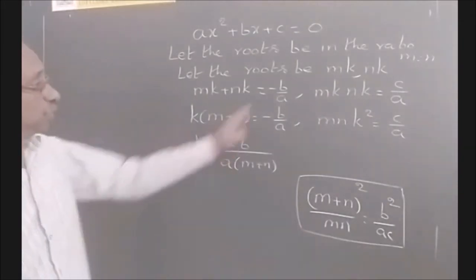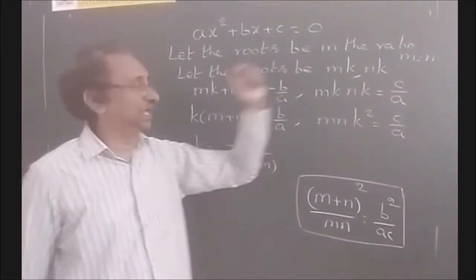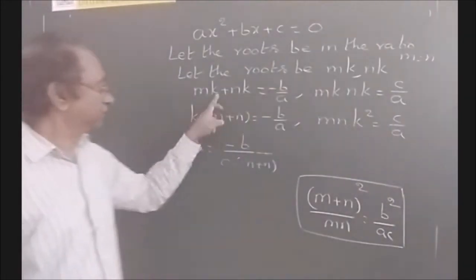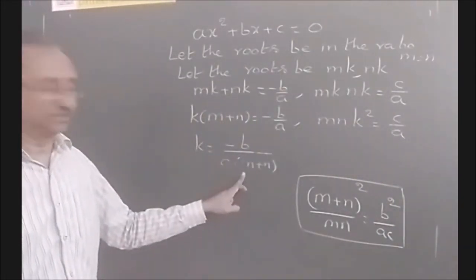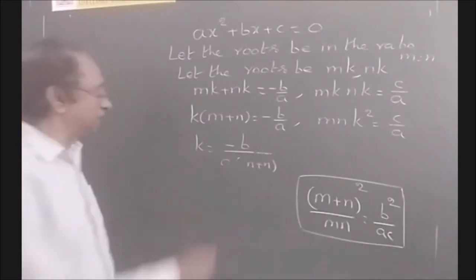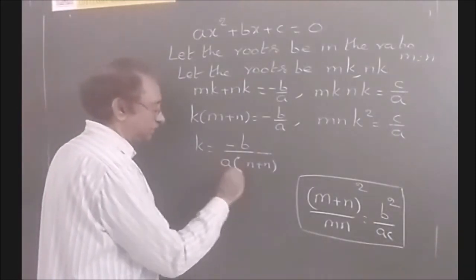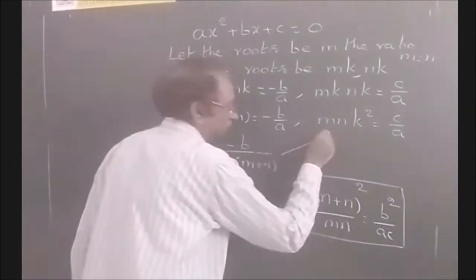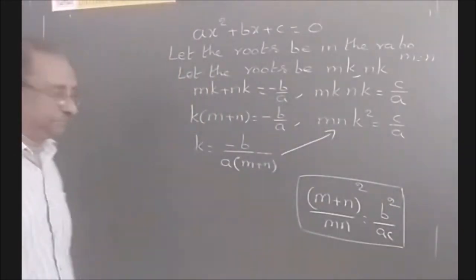So let the roots be mk, nk. Then the sum of the roots is this. The product of the roots is this. From this, k can be written like this. And now I am substituting this value of k, that is minus b by a into (m plus n), in this equation to eliminate k.